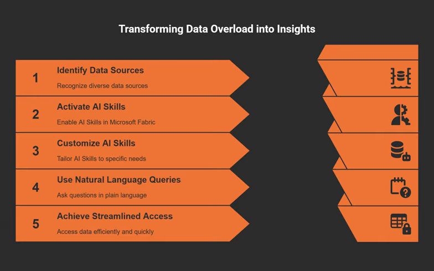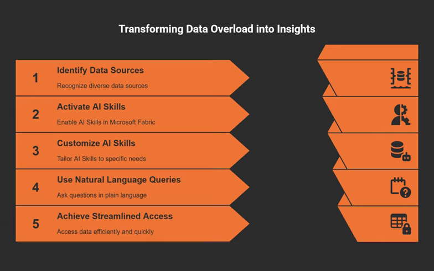Training emerged as another critical success factor. Organizations that invested in structured training programs saw adoption rates nearly 3 times higher than those relying on documentation alone. A telecommunications company created what they called AI data champions, power users from each business department who received intensive training and then helped their colleagues adopt the new capabilities.